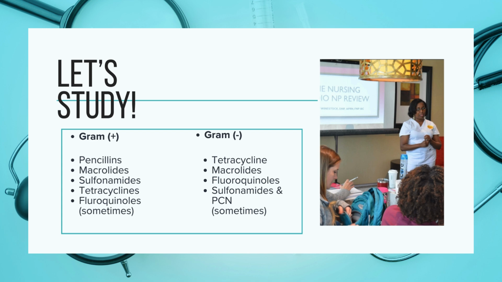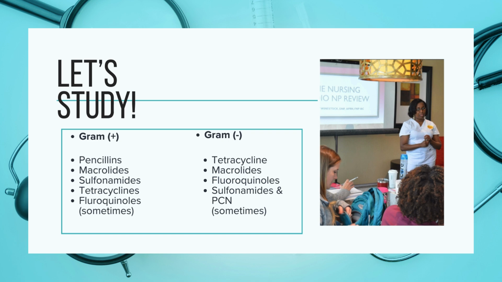Okay. So those treatment options for antibiotics for those gram positives are your penicillins, your macrolides, your sulfonamides, your tetracyclines, your doxy. And your fluoroquinolones can be utilized sometimes also. It's more commonly used in the gram negatives, but it can be utilized sometimes for those gram positive.